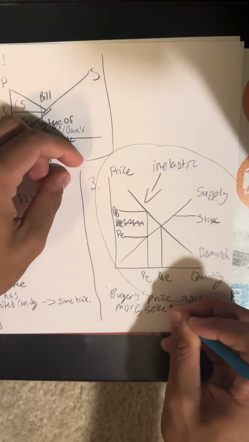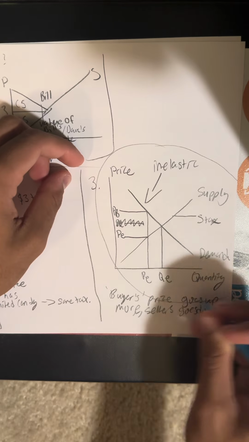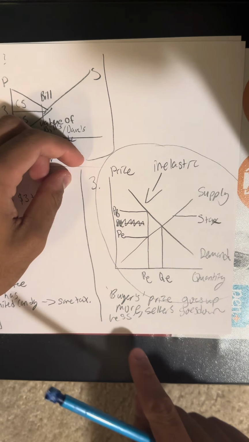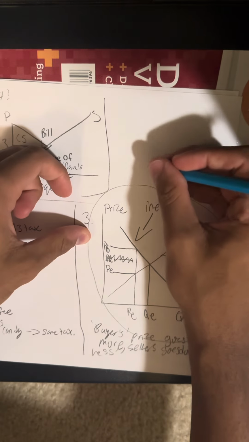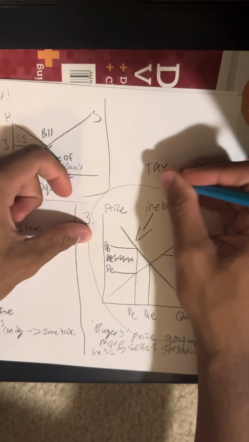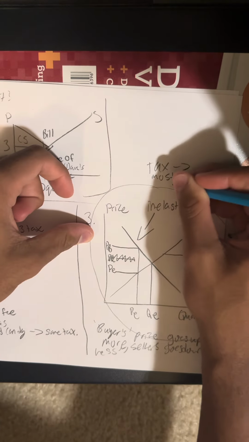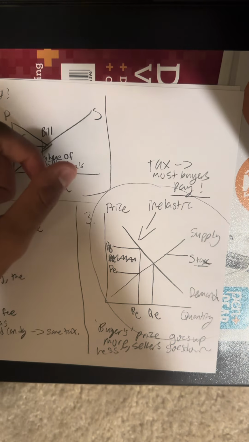In short, the side that's less elastic always pays more of the tax because they're less responsive to price changes. Here, that's the buyers. Demand is inelastic, so buyers end up paying more and sellers end up paying less. So the tax goes mostly to the buyer's pay.